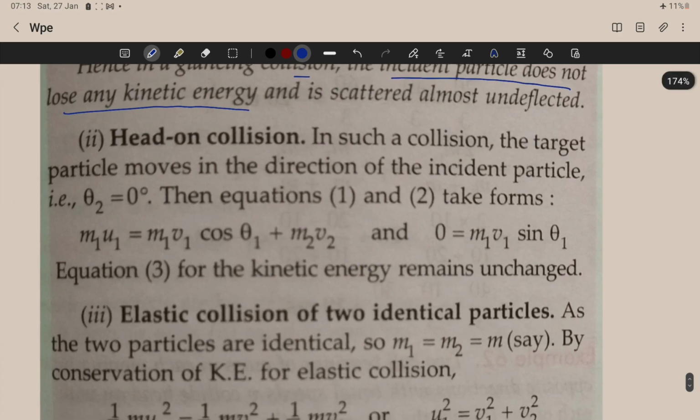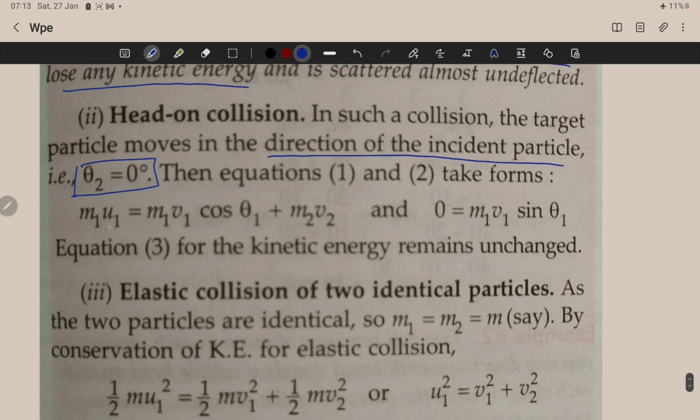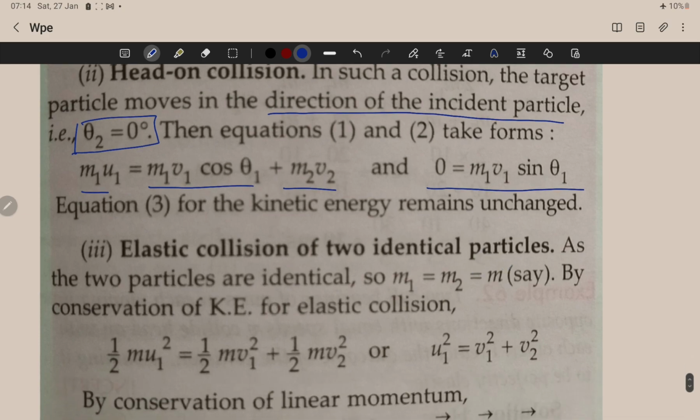In such a collision, the target particle moves in the direction of the incident particle with an angle of 0 degrees. Theta 2 will become 0 here. So the equation will become m1 v1 = m1 v1 cos theta 1 + m2 v2, because cos 0 is 1. And the second equation will become 0 = m1 v1 sin theta 1.